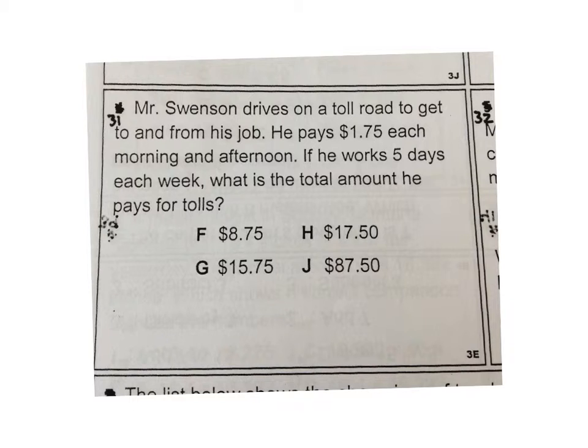Number 31. Mr. Swenson drives on a toll road to get to and from his job. He pays $1.75 each morning and afternoon. If he works 5 days each week, what is the total amount he pays for tolls? If you look at the second sentence, it says he pays $1.75 each morning and afternoon. So he's paying $1.75 in the morning and then another $1.75 in the afternoon. So when you're calculating the 5 days, make sure that you include the morning and afternoon each day.